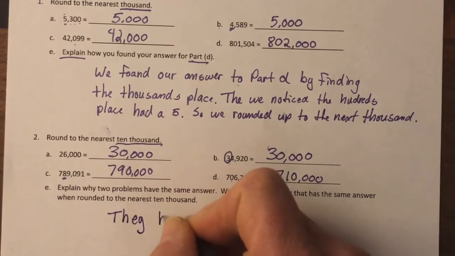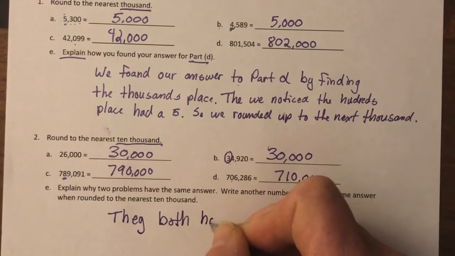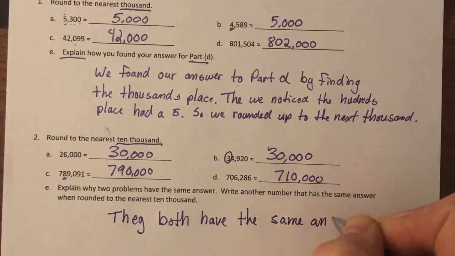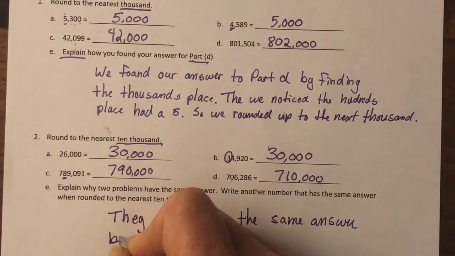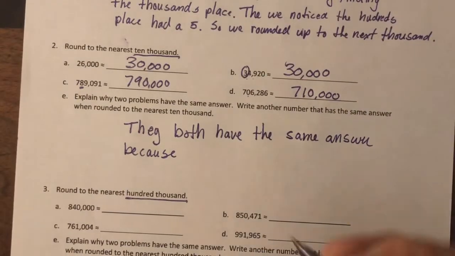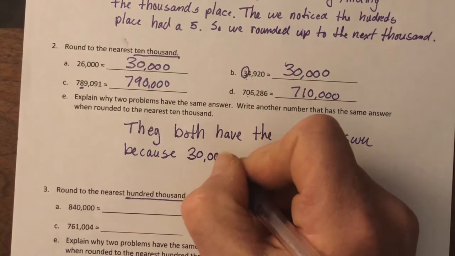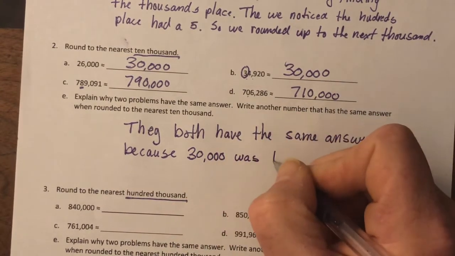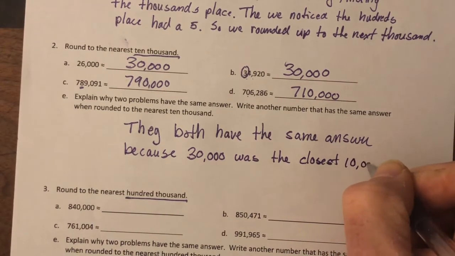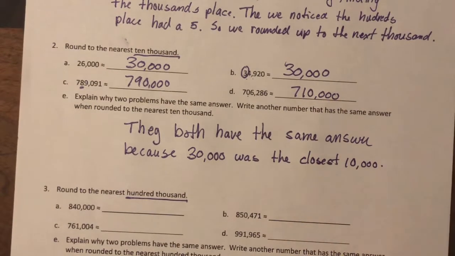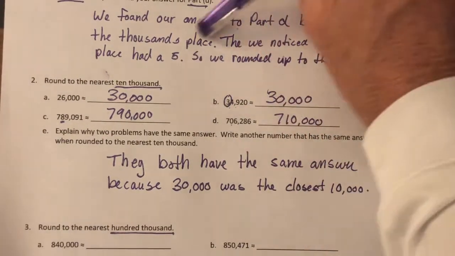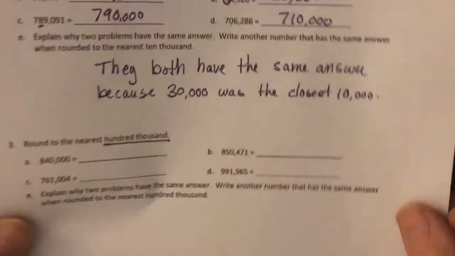They both have the same answer because 30,000 was the closest 10,000. Okay? And there's 100 different ways I could explain that, all right? But I want to make sure I write it in a complete sentence and write it out that way.